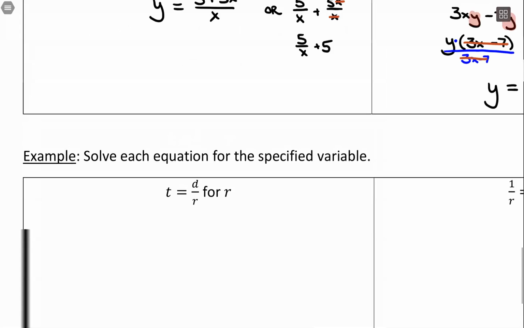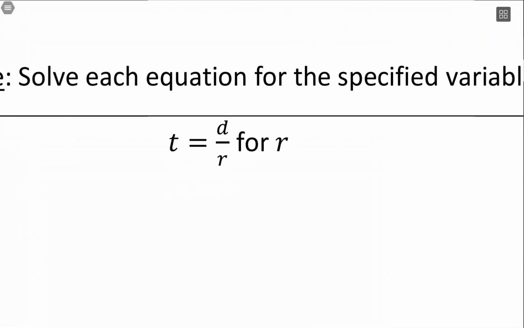All right, let's try that with these formulas here. So this is our formula. Actually, this relates time, distance, and rate. So time is equal to distance over rate. And we want to rearrange this solving for r.